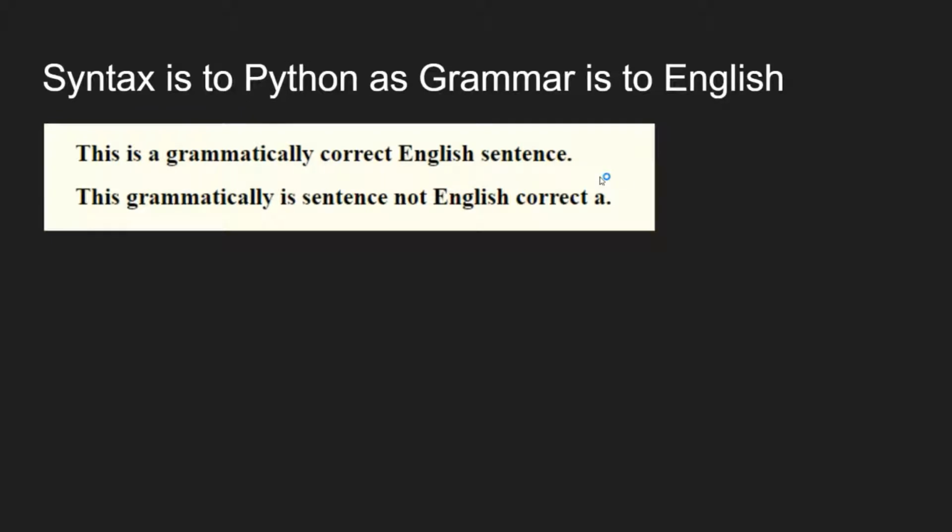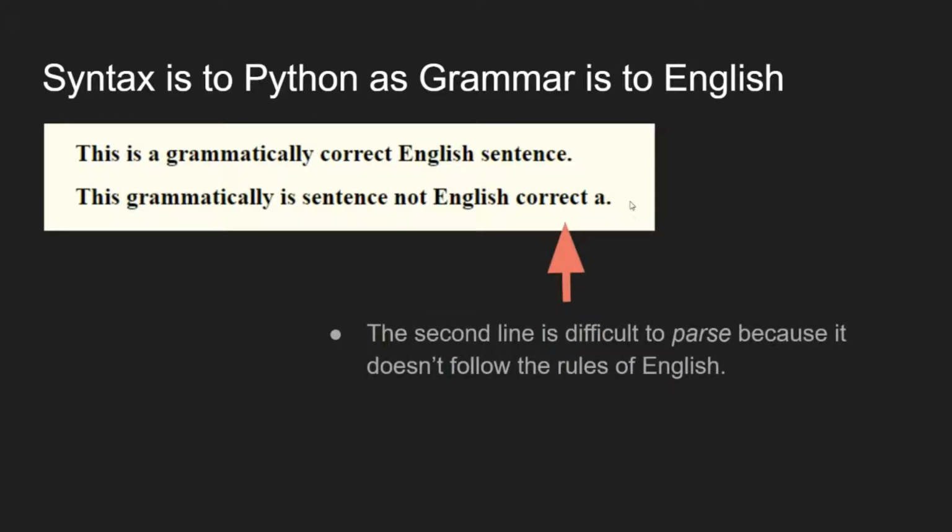An important concept in Python and all programming languages is syntax. Syntax is to Python as grammar is to English. If we look at these 2 lines of English, this is a grammatically correct English sentence, and this one, "grammatically is sentence not English correct A," is not. The second line is difficult to, quote-unquote, parse because it doesn't follow the rules of English.